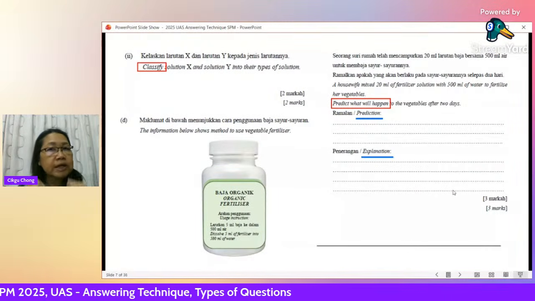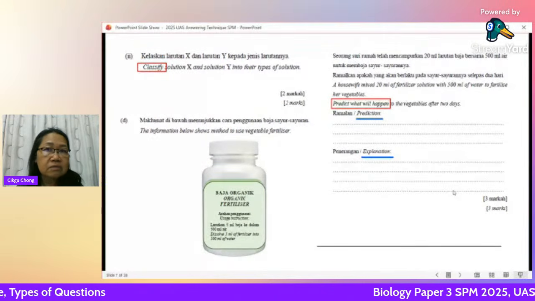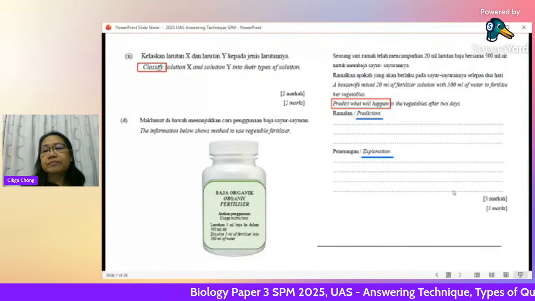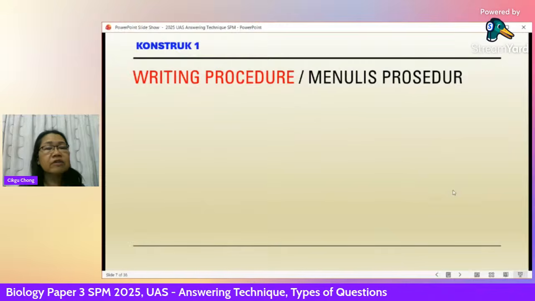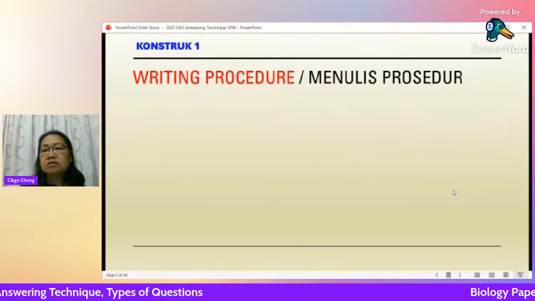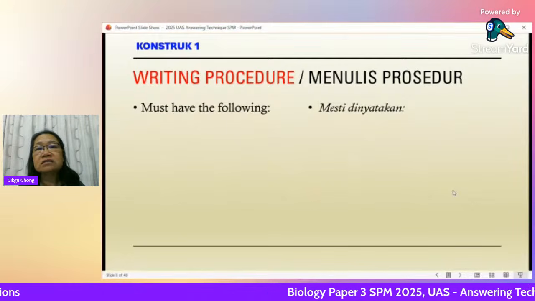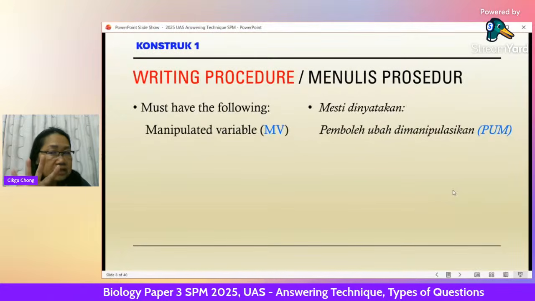And when you write the explanation, you have to base it on theory, all the theory that you have learned regarding this experiment. Now we go to each construct. The first construct here is writing procedure. So what do you need to write in a procedure? Your procedure must have only 4 things. Wajib, that's why there are 4 marks, 4 things here.